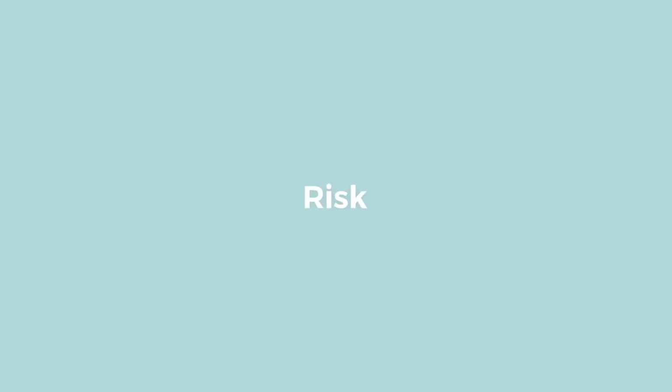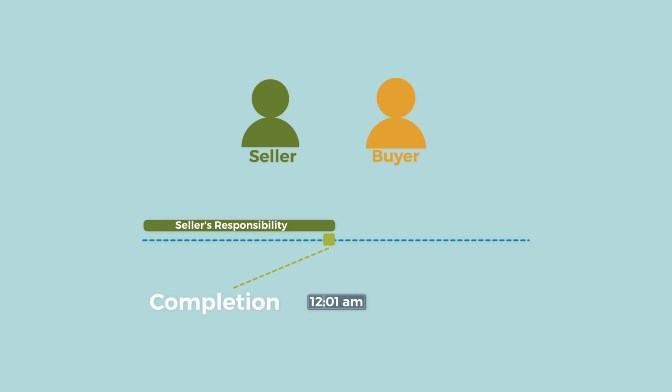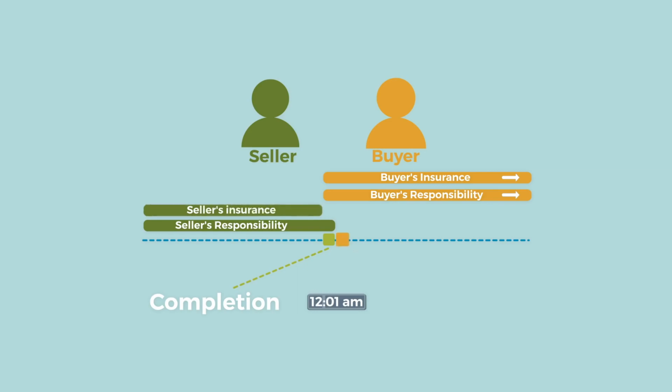Risk. This section provides that the seller will remain responsible for all risks relating to the property and all other items included in the purchase and sale until 12:01 a.m. on the completion date. The buyer should ensure they have property insurance from and after that time to make sure they are protected. The seller may want to consider also insuring the property through to possession.